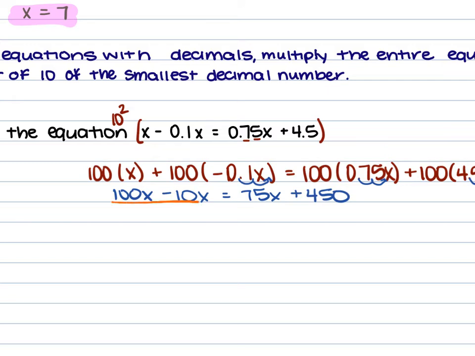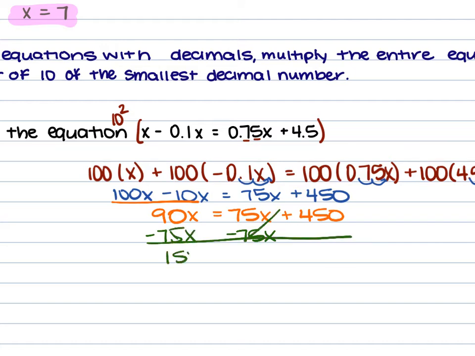My 100x and my 10x are like terms, so I can combine them to get 90x is equal to 75x plus 450. I then just subtract the 75x from each side, and I'm left with 15x is equal to 450. And then we divide each side by that 15 to get that x is equal to 30.